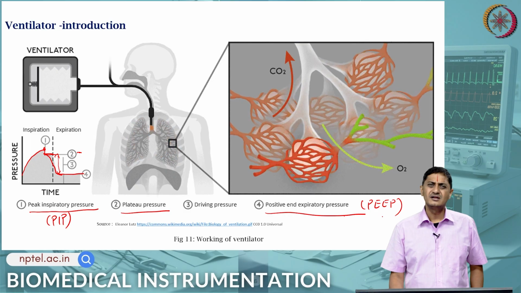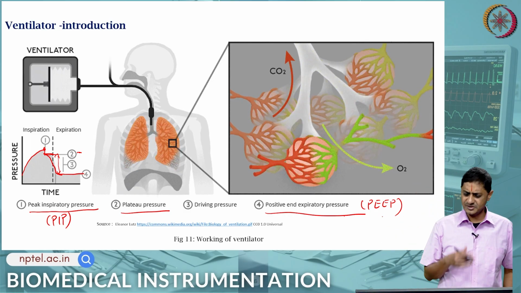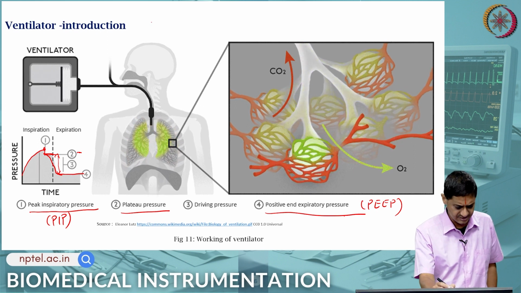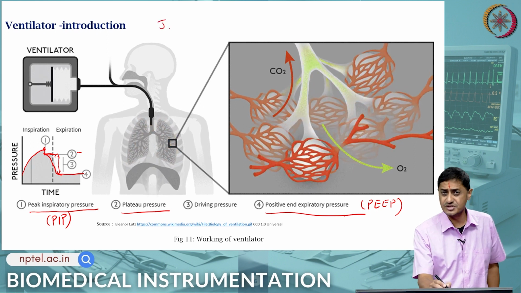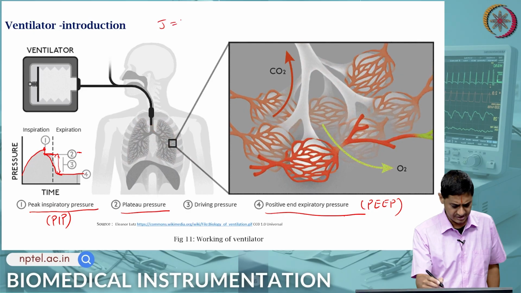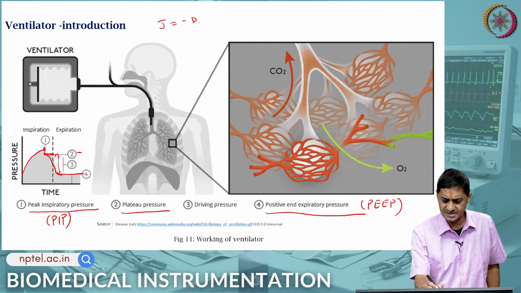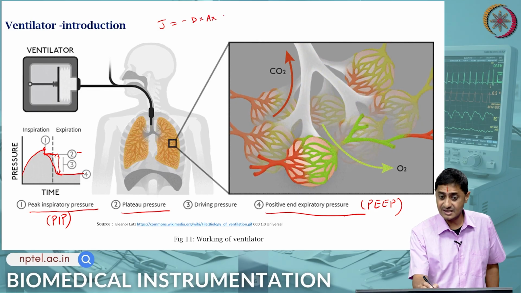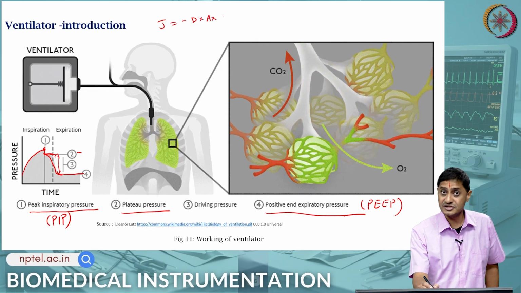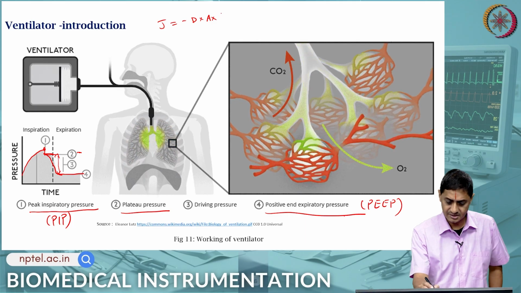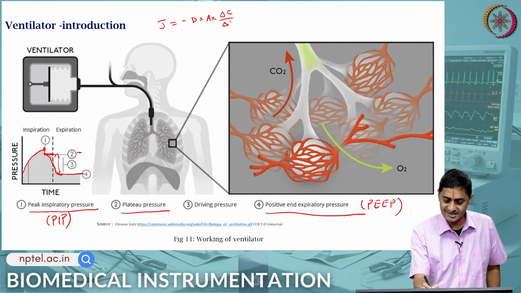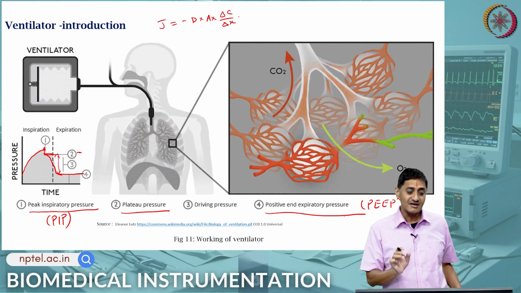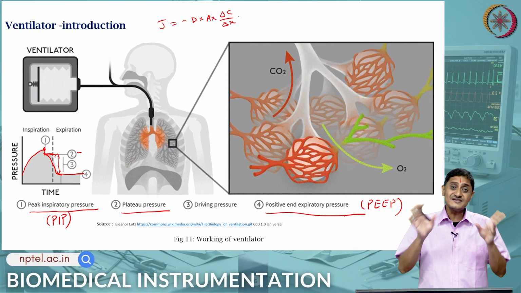Okay. Recall how gas exchange itself happens. What is the law that governs gas exchange? We discussed this. That is actually diffusion, Fick's law of diffusion. That is J equals minus D times A times the concentration gradient, is it not? That is delta C by delta X, where delta C is the concentration gradient and delta X is the distance, and A is the surface area.